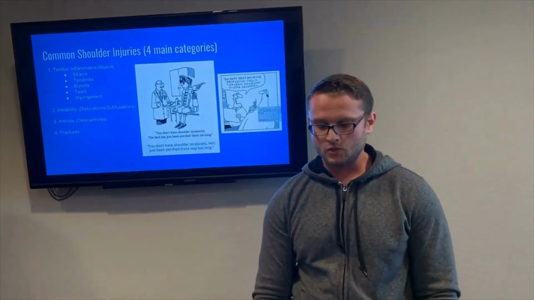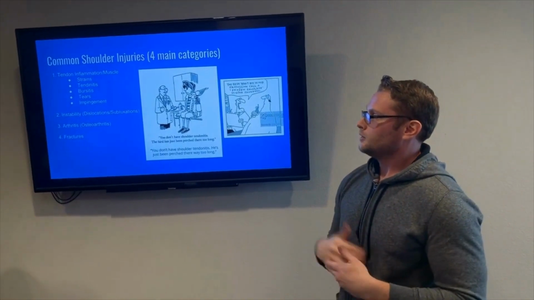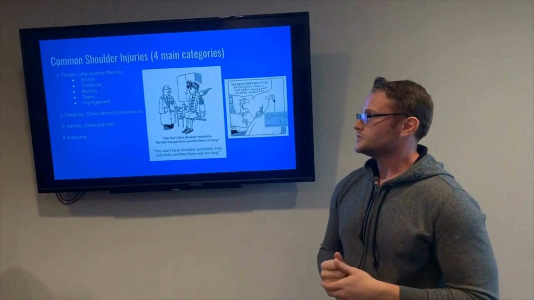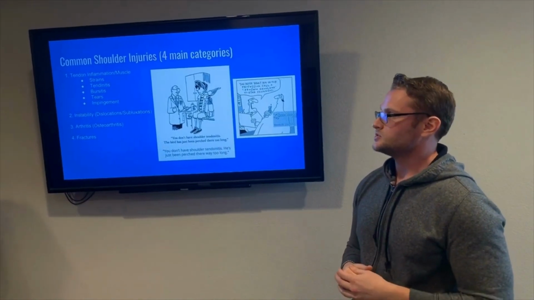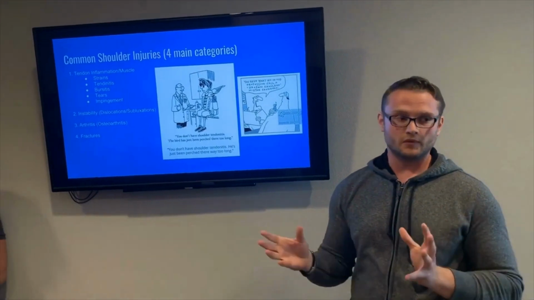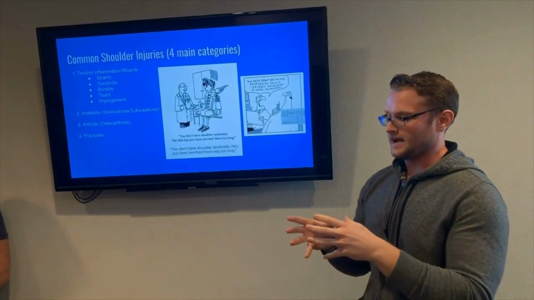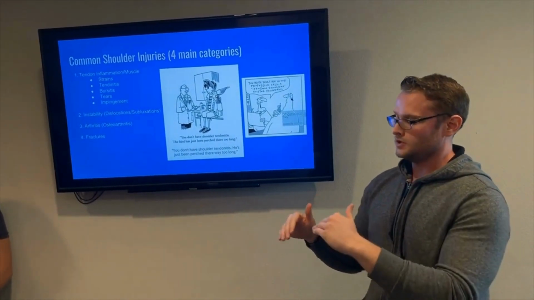So, common shoulder injuries. 4 categories are: number one are tendon inflammation or muscle injuries. That's kind of the big one. So you hear strains, right? Muscle pulls, tendonitis, which is like the anchor point of the muscle to the bone that gets inflamed or thickened. Bursitis, which is like a little sac that gives lubrication and decreases friction between the muscle and the bone.